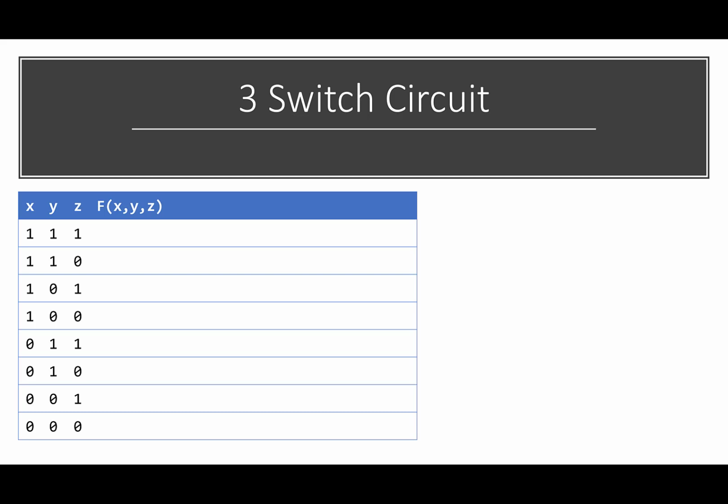You have 2 to the n number of rows in your table, right? So we have 8 rows here. And the first row, we're going to call that the on position, right? All 3 switches are in the same position, whether that's up or down or whatever. They're all in the same position. So we're going to call that on. So that's the first one.